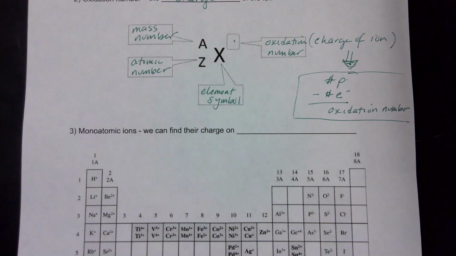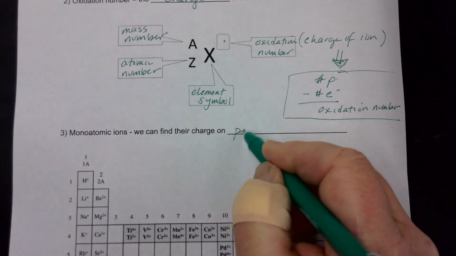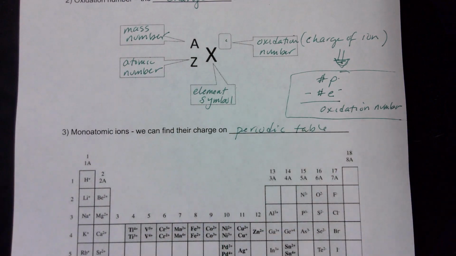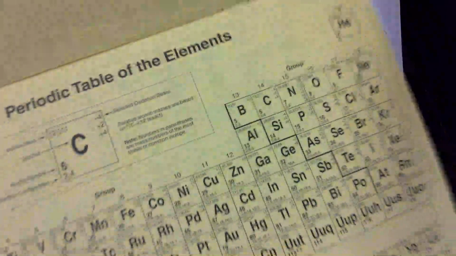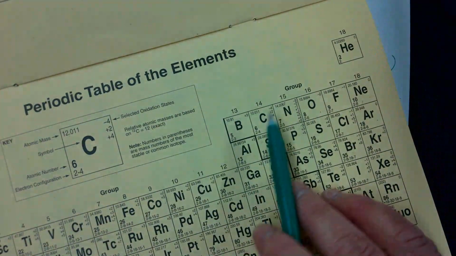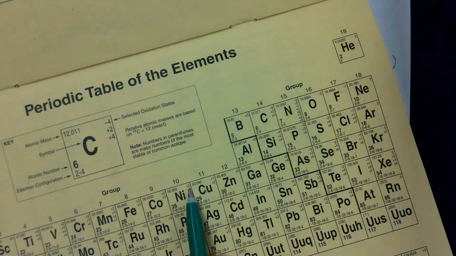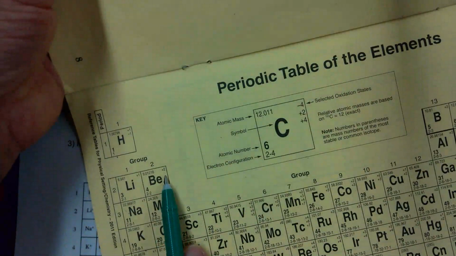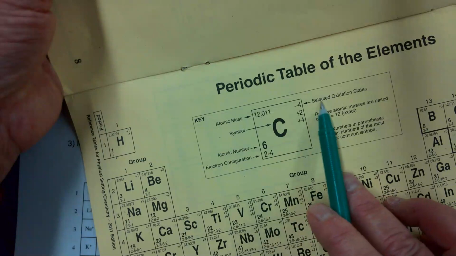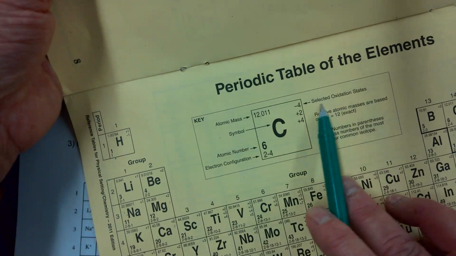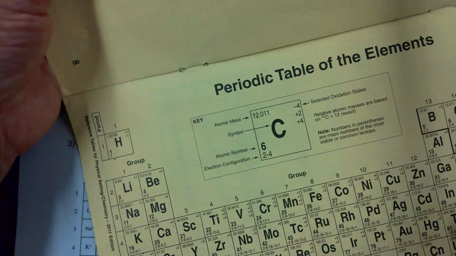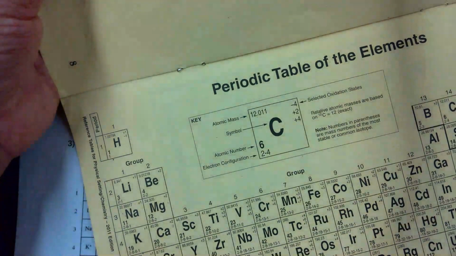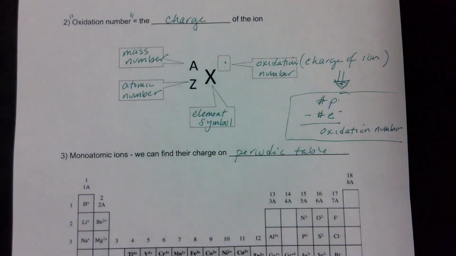Monatomic ions, we can find their charges listed on the periodic table. Now, in your reference table booklets, you have a periodic table that looks like this, right? And so we can find the charge in the upper right corner. All the different possibilities for the charges are listed in the upper right corner. So those are the oxidation number, right? So it's even here in the key, the selected oxidation states. This just means that these ions may have more possibilities for what charge they can take, but these are certainly the most common ones that you would need to know.